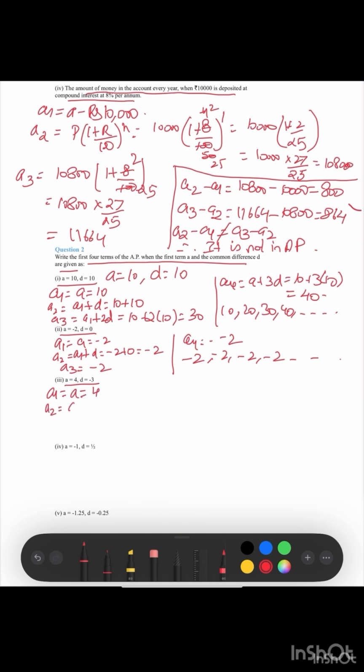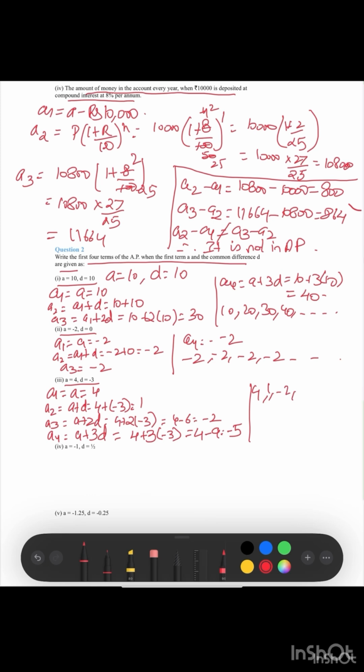D is minus 3, so A2 will become A plus D, that is 4 plus minus 3, which is equal to 1. A3 will become A plus 2D, that is 4 plus 2 into minus 3, that is 4 minus 6, which will become minus 2. Fourth term A4 will become A plus 3D, that is 4 plus 3 into minus 3. So this will become 4 minus 9, which is equal to minus 5. So my series is 4, 1, minus 2, minus 5 and so on.